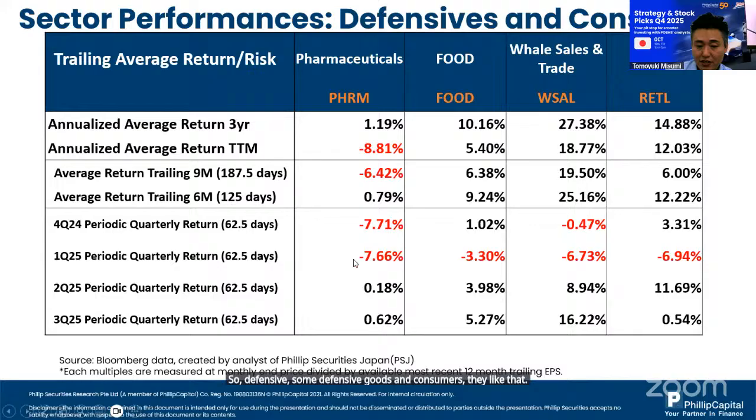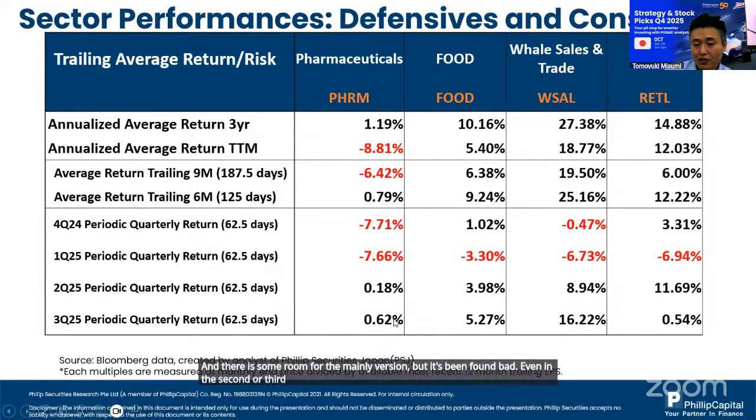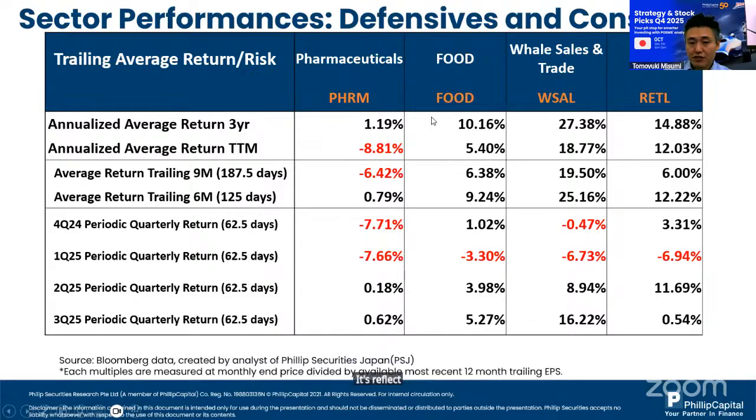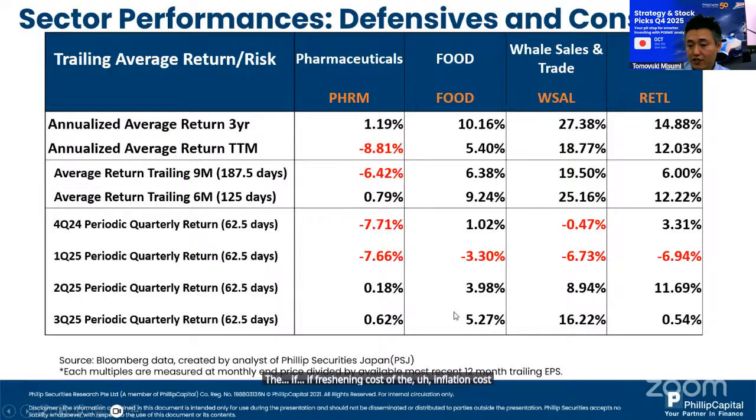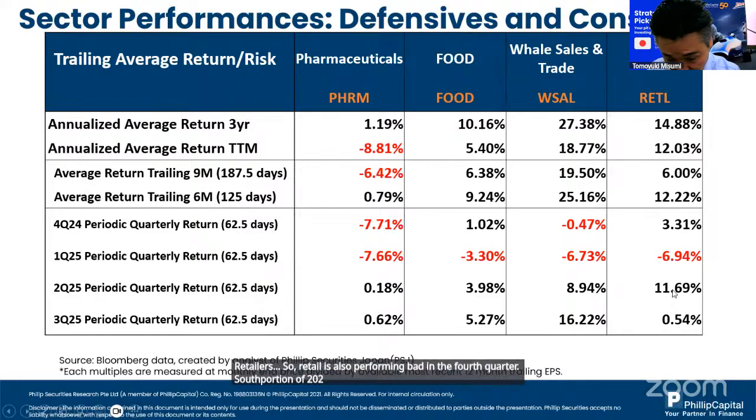Pharmaceuticals are performing badly, and there is some room for mean reversion, but it has been performing badly, even in the second and third quarters. It's reflecting the fundamentals of the pharmaceuticals. Financial is not performing well, and food is also performing badly. Some of the food industry can pass the inflation cost on to the end price. Retail is also performing badly in the third quarter of 2025.